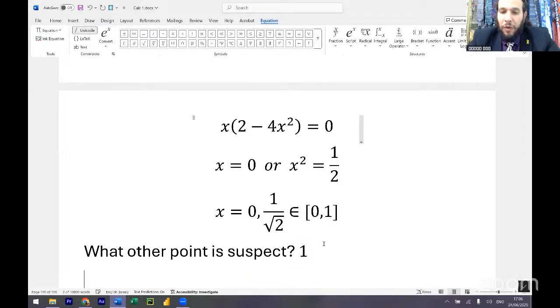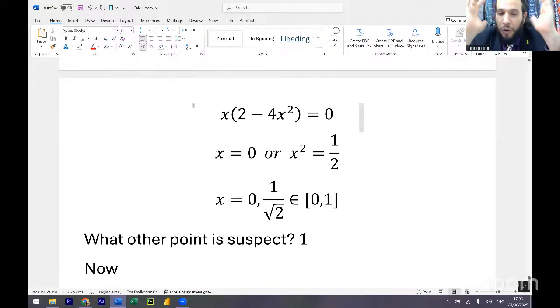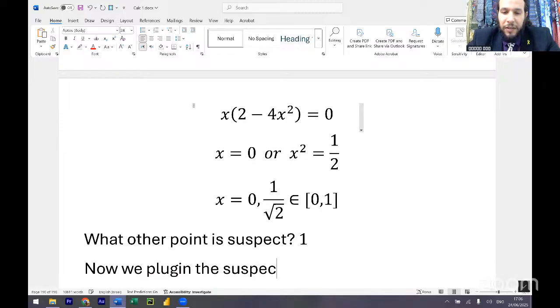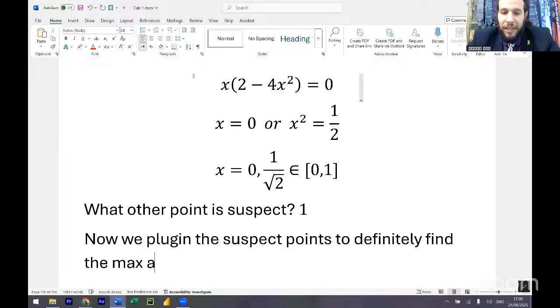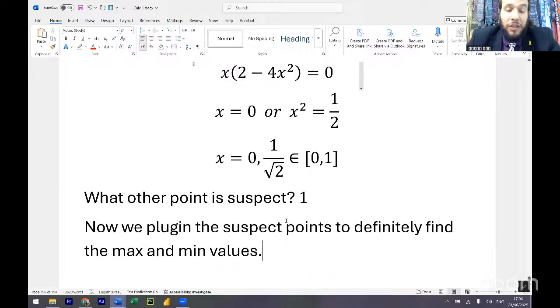So now we know that one of them is the maximum and one of them is the minimum. So now we plug in the suspect points to definitely find the max and min values. The theorems promise us they exist. We only need to find where they are. And we are sure that they have to be in one of the suspect points. So one of these points is the maximum, another is the minimum, and the third one could mean nothing or be a duplicate of either one.